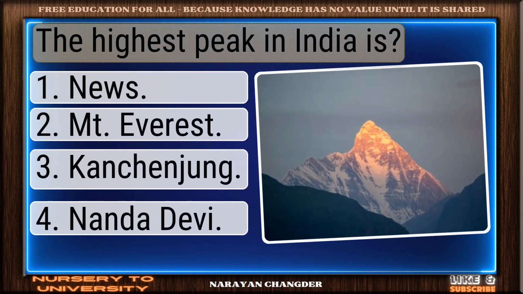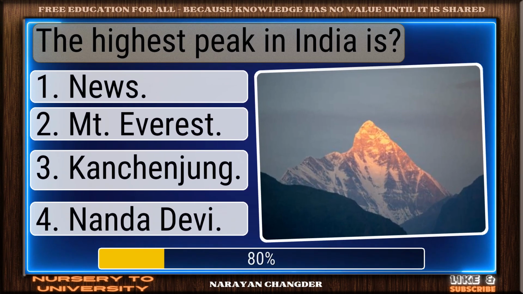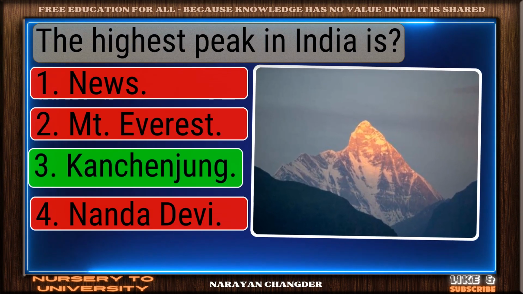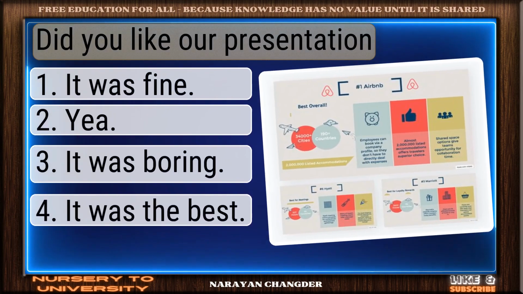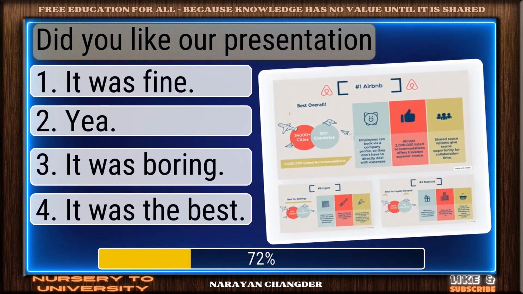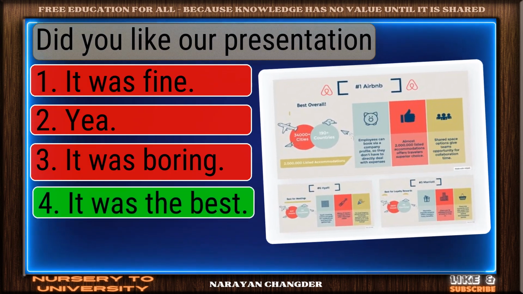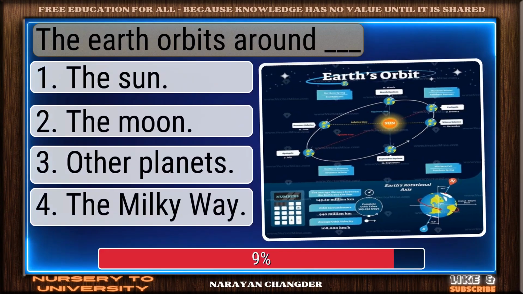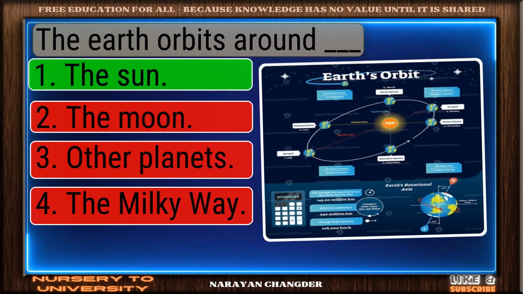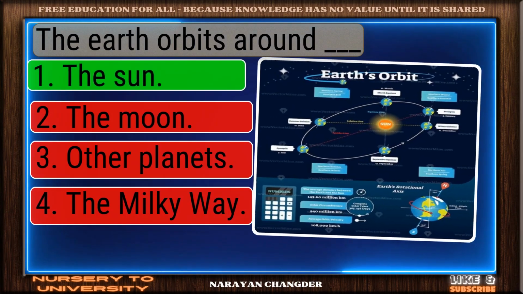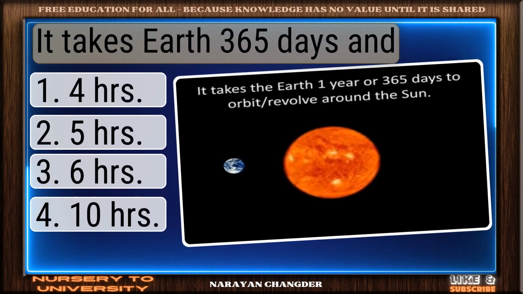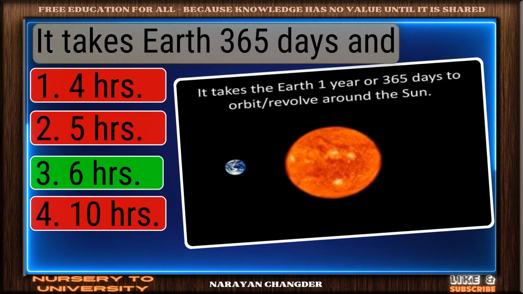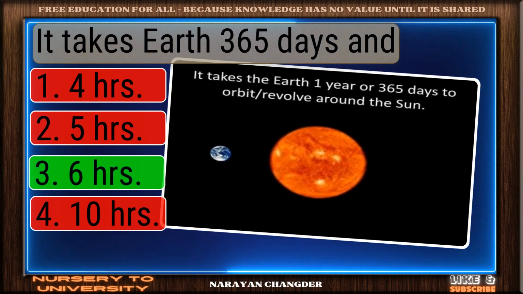The highest peak in India is. Nice selection. Kanchenjunga is the correct and valid answer. Did you like our presentation? Valid point. It was the best is true. The Earth orbits around dash. Exactly. The sun makes sense and it is the right choice. It takes Earth 365 days and. Smart pick. Sixes is the correct choice.